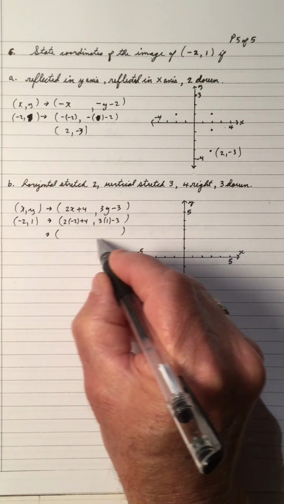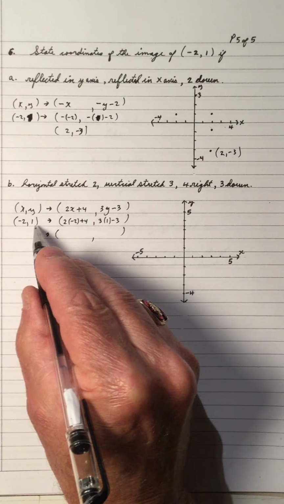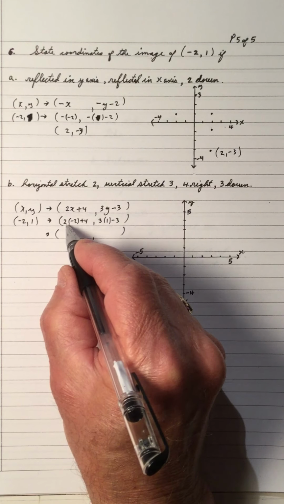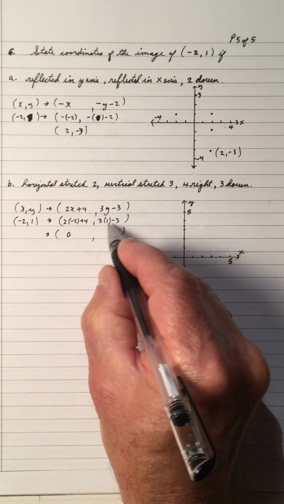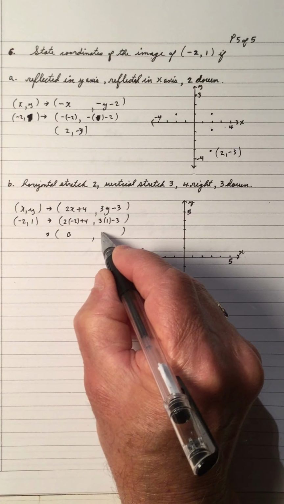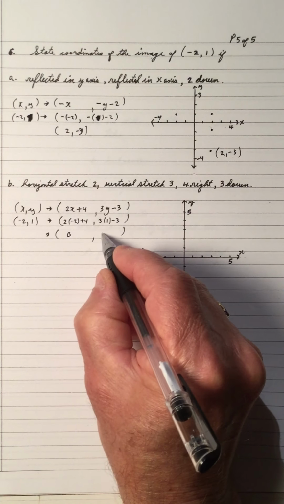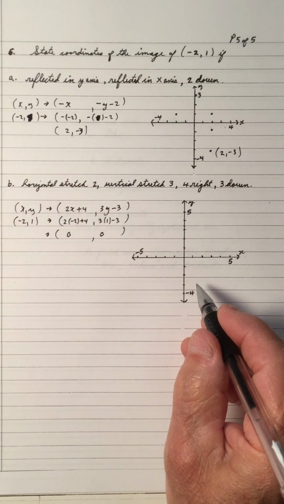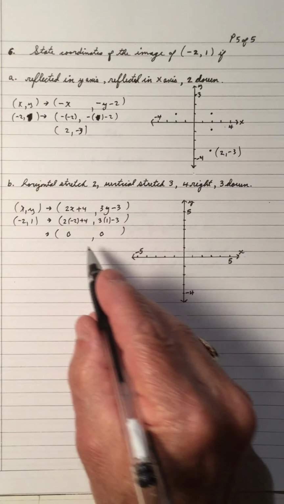So I'm subbing in. Negative 2 in place of X, 1 in place of Y. That gives me negative 4 plus 4 is 0. And 3 minus 3, that's a 3. Subtract 3 is 0. So the point is 0, 0.